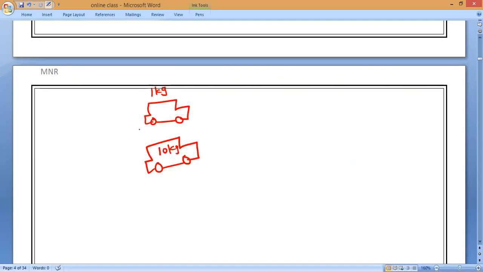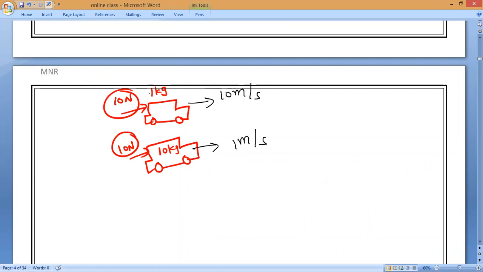Let me consider that the applied force is the same. I applied 10 Newton force here, and here also 10 Newton force. Because of this 10 Newton force, the velocity attained is 10 meter per second for the car, and for the truck the velocity attained is 1 meter per second. Now calculate the momentum of the car and the momentum of the truck.